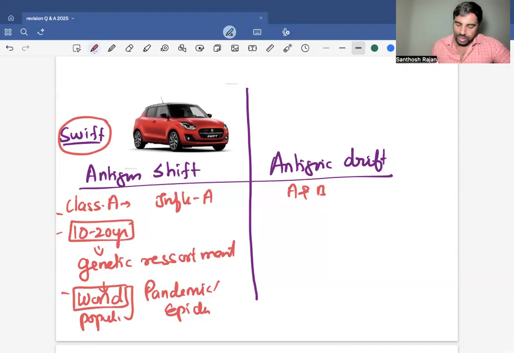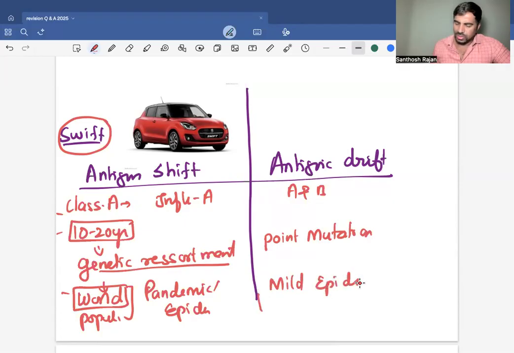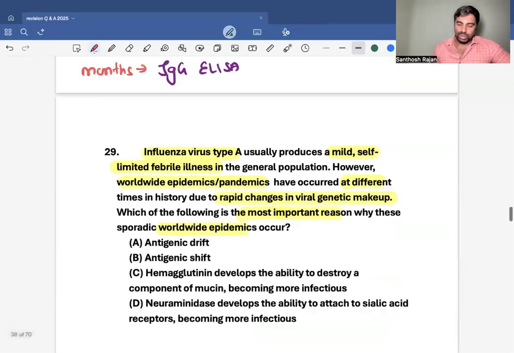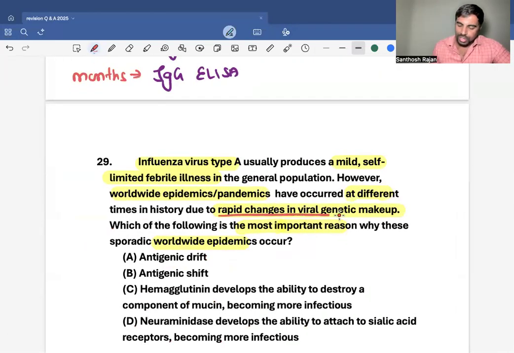Drift, on the other hand, is not genetic reassortment. Here it is simply a point mutation, frame shift mutation. Mutation is the main reason, so it just causes mild epidemics. That's all. Mild epidemics. This is the clue. You got it. So when I'm talking about rapid change, this is genetic reassortment, and it causes worldwide pandemics, so it is shift.